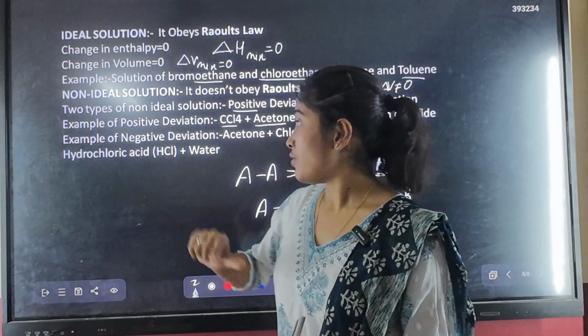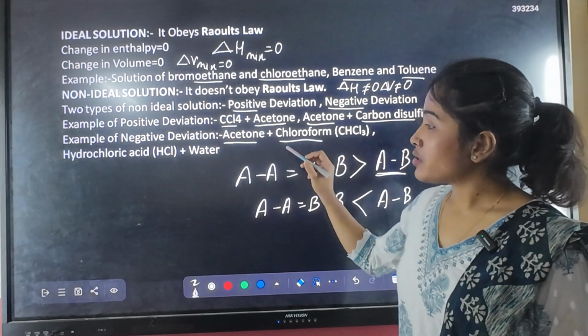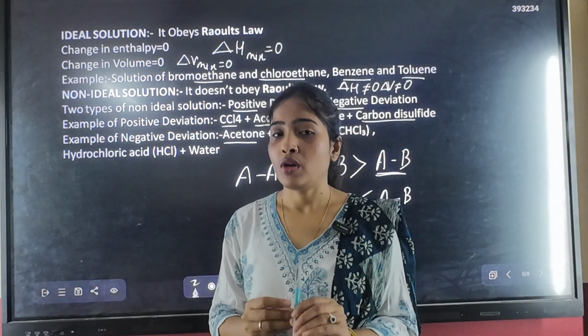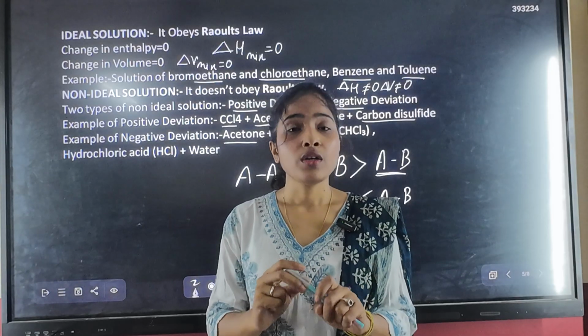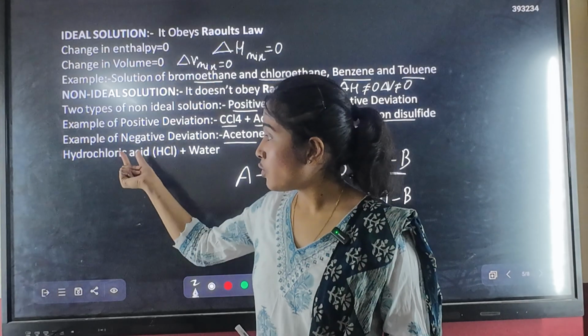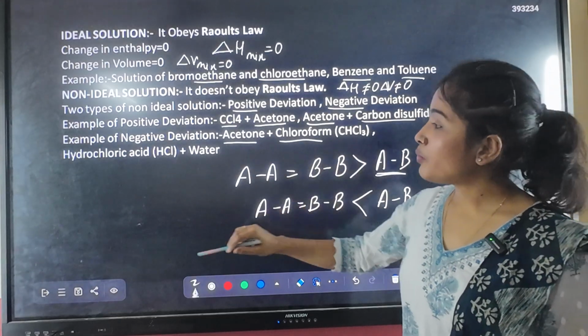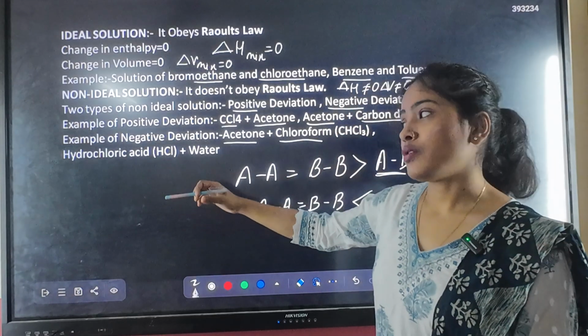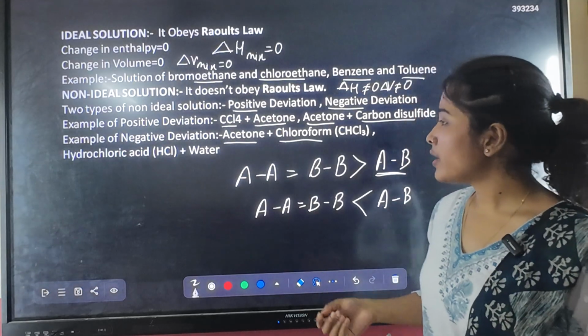But in negative deviation there is a strong attraction between the two molecules, and due to that strong attraction between the molecules you have to apply more temperature to break the bond. So that is why they show a negative deviation, and some examples are acetone, chloroform, and hydrochloric acid and water. We know this type of bond is stronger, right?